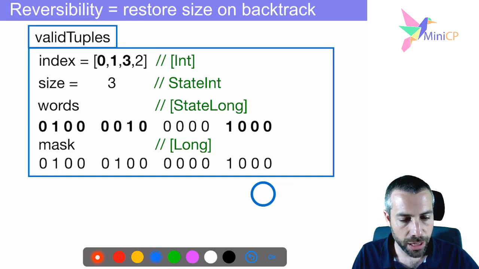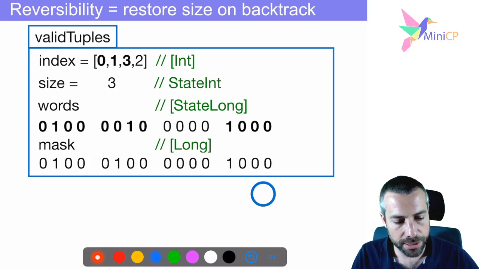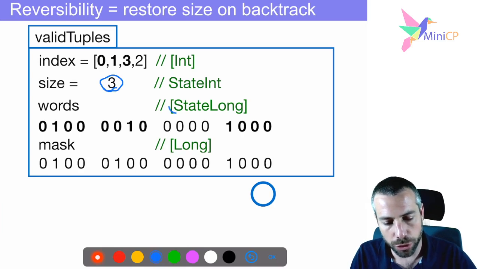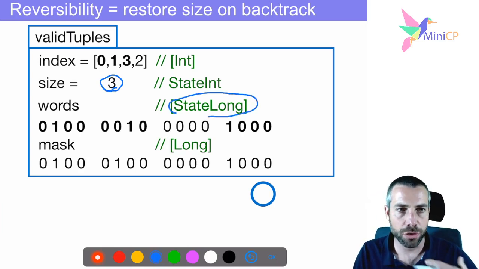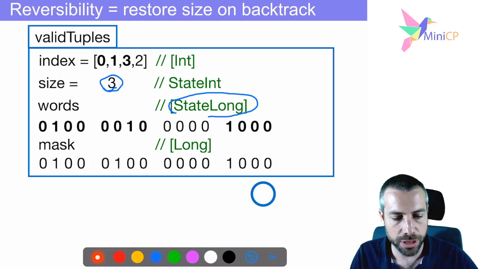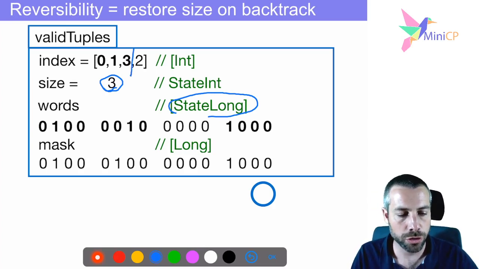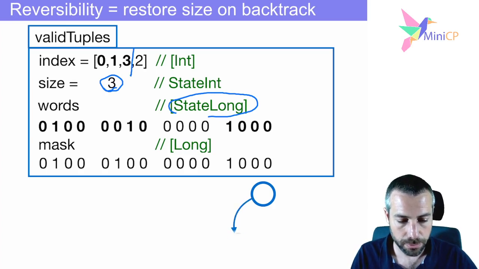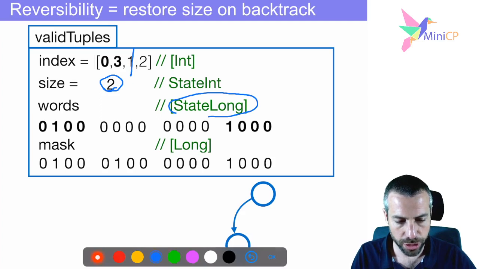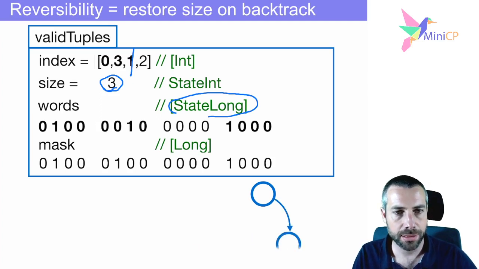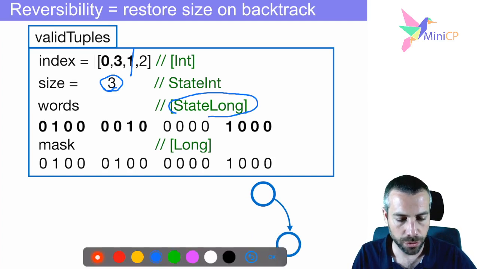So this is very efficient, and on backtrack, once you backtrack, you just restore the size, okay, as it was here, and the state long, of course, will also be reversed, and so you will recover all the words that are non-zero. So if you do that, you will recover the word number 3 in this case, and that is back in the set. So you backtrack, and you recover it as it was before, okay, in the set, and you recover words that are non-zero now.